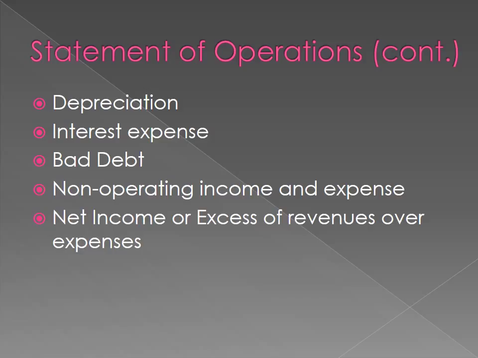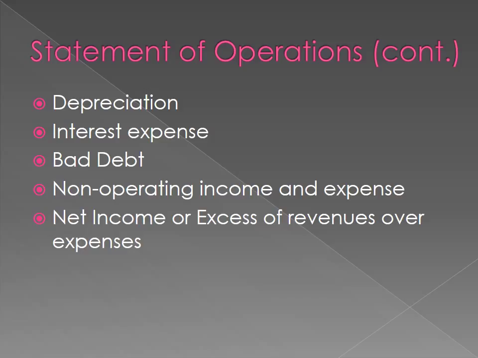The interest expense is exactly what it states. Any interest owed on anything is listed. Bad debt is an expense listed. Any accounts in accounts receivable that we've tried to collect on but can't, and we've just kind of given up, we write them off as bad debt, and that's listed as an expense on our statement of operations.